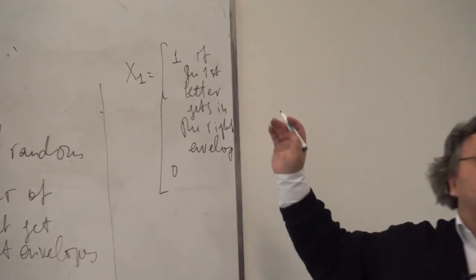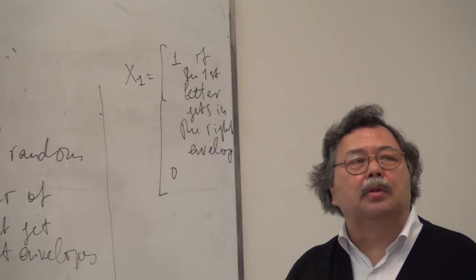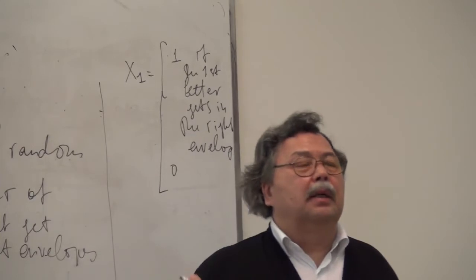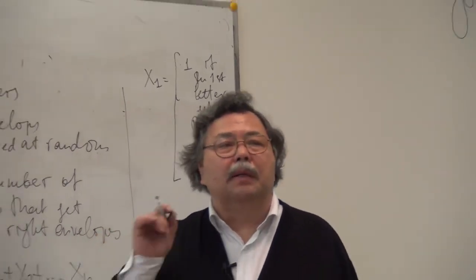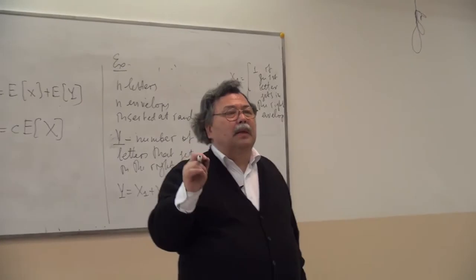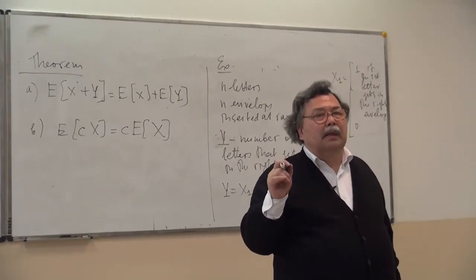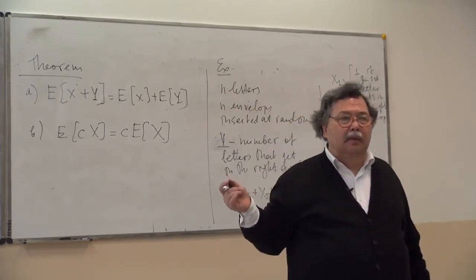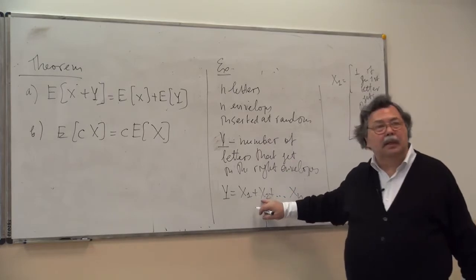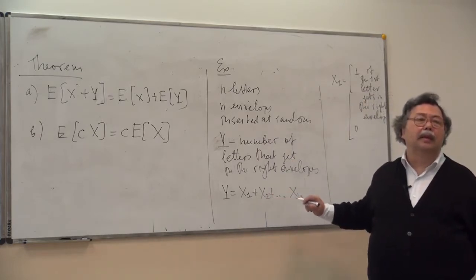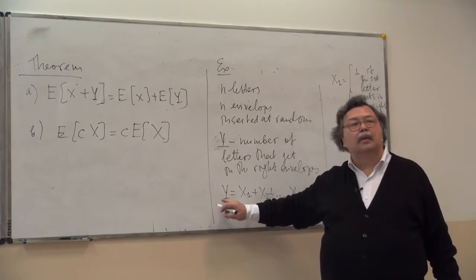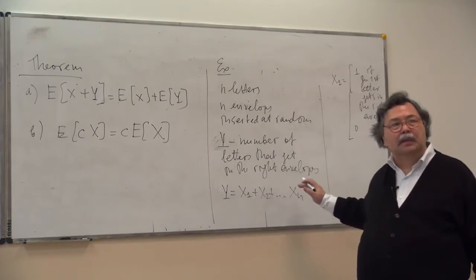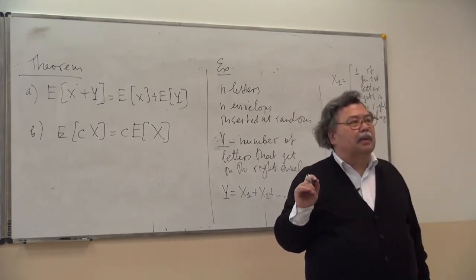Well, I'm not sure you can read this, but let me read it again, and I'm trying to explain this. So we associate a separate random variable with each letter, and this random variable is defined in this way. x1 is, by definition, 1 if the first letter gets in the right envelope, and it's 0 if it gets in the wrong envelope. And the same for the second letter, the third letter, and so on. Okay? Now, do you understand that y, the total number of letters that get in the right envelopes, is the sum of these? Do you understand this point?